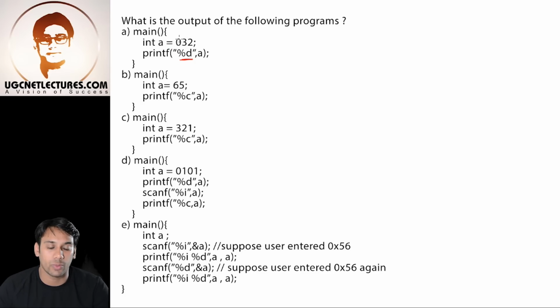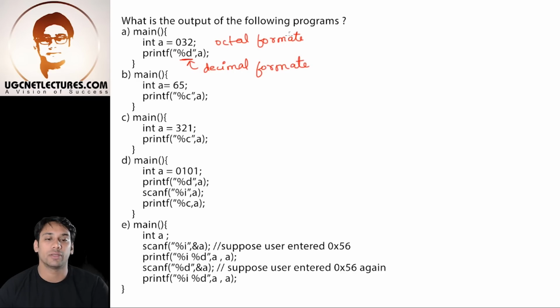Whenever we start an integer number with 0, then by default the C compiler takes this integer number in octal format. So this is in octal format, and when you are printing this output, you are printing this number in decimal format. So you are printing this output in decimal format, right?